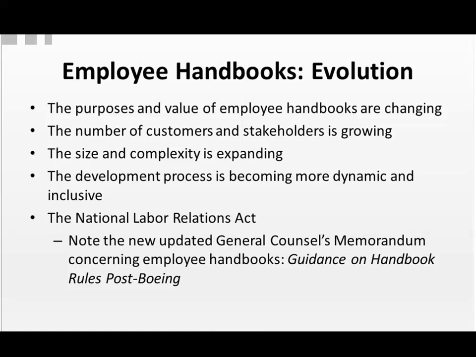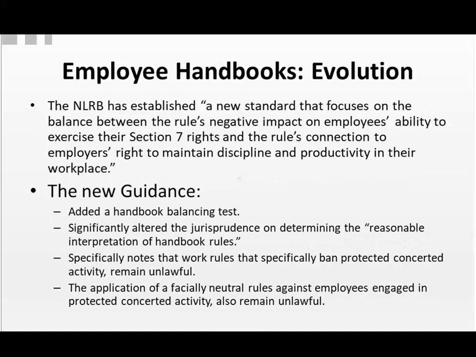And of course, with all this activity, the National Labor Relations Board issued its new regulations. Now, 3 years ago, the National Labor Relations Board issued its document on employee handbooks and held employers specifically liable for issues addressed in the handbook. Well, we have a new president, we have a new labor relations board, and so we see new regulations being passed and directed. So the NLRB has established a new standard that focuses on the balance between the rule's negative impact on employees' ability to exercise their Section 7 rights and the rules connected to the employer's right to maintain discipline and productivity in their workplace. This is a quote from the National Labor Relations Board.